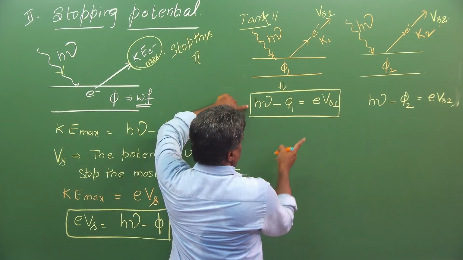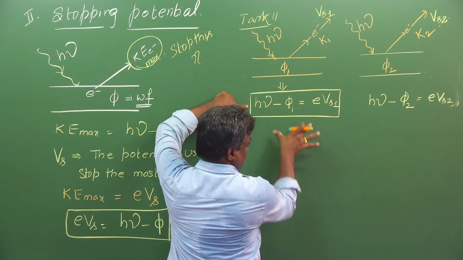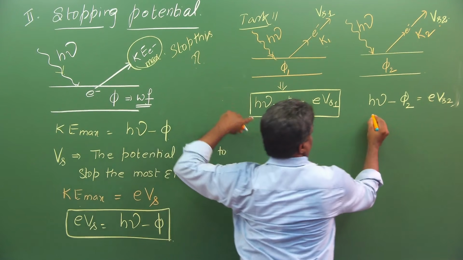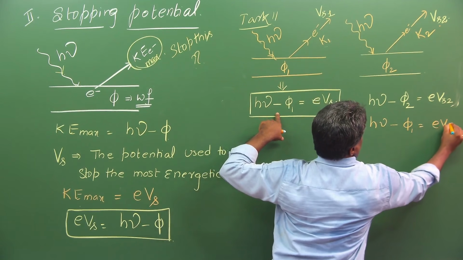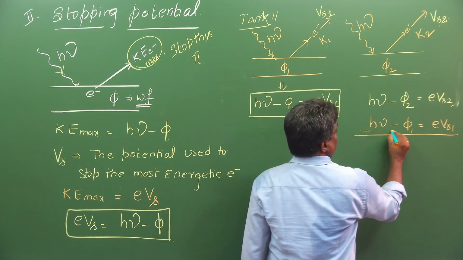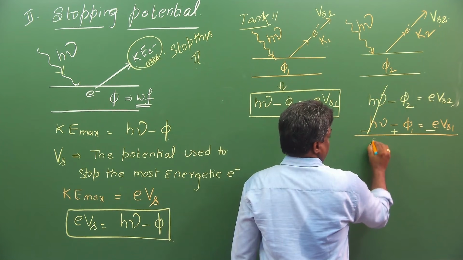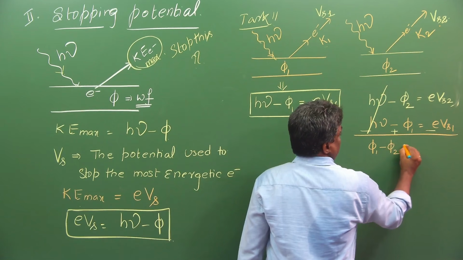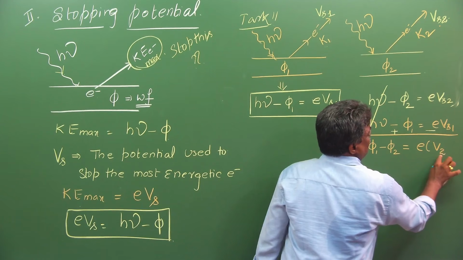Now wait a minute, observe carefully. If I take one under the other, h nu minus phi1 equals eVs1, and h nu minus phi2 equals eVs2. I can subtract. Minus, plus, minus. These two get cancelled, and this is nothing but phi1 minus phi2 equals e into (Vs2 minus Vs1). Is it okay?